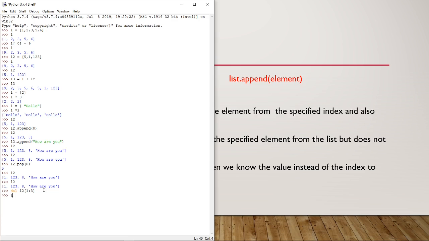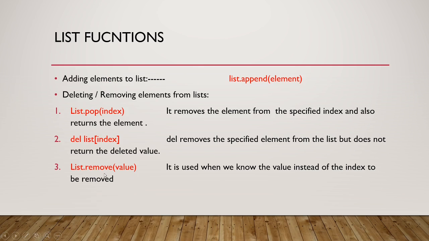So you can see L2, these two elements are deleted from here. So the del statement can be very helpful when you want to delete more than one element in a list. The third function is list.remove.